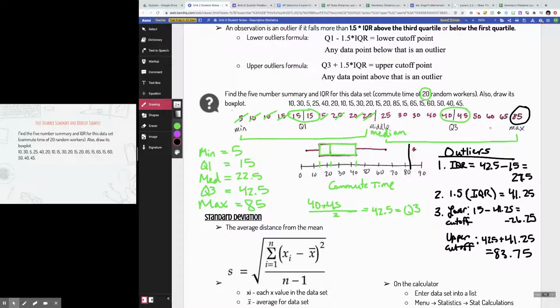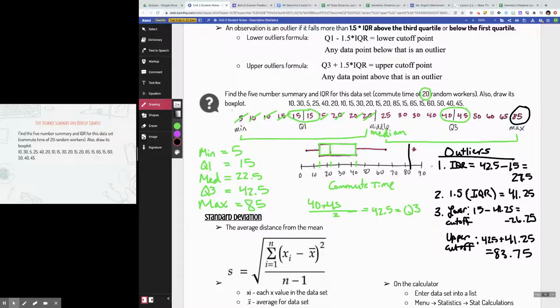The reason that we do this and we do the 1.5 multiplying by the IQR is just to give us enough room to say, like, if it's past this cutoff point, it's really, really extreme and doesn't fit with the trend of the rest of my data. So that's definitely an outlier, okay?